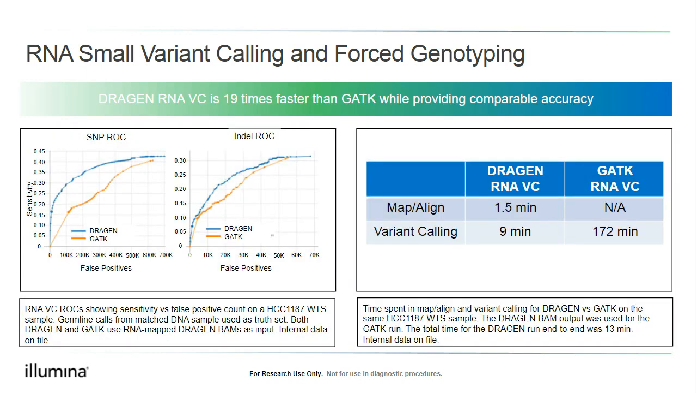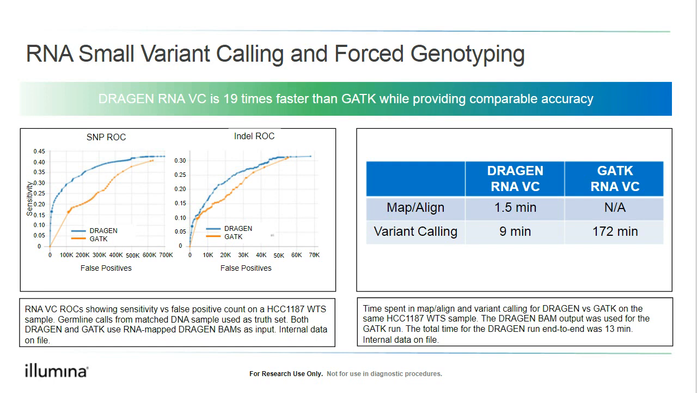The RNA variant calling is about 19 times faster when we compared against the GATK, and it provides very comparable accuracy. So on the left here, we are showing you ROC curves for SNPs and indels, and again, sensitivity versus false positives. We have taken an HCC 1187 whole transcriptome sample, and we are just running the DRAGEN RNA variant caller versus the GATK variant caller. In the GATK analysis, we have simply taken the DRAGEN BAM and used that to call the variants.